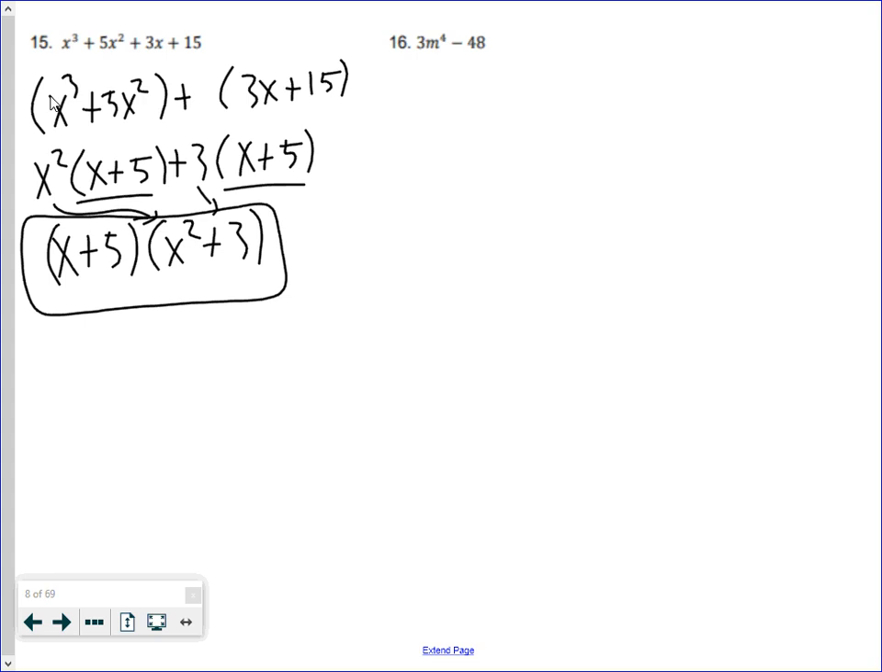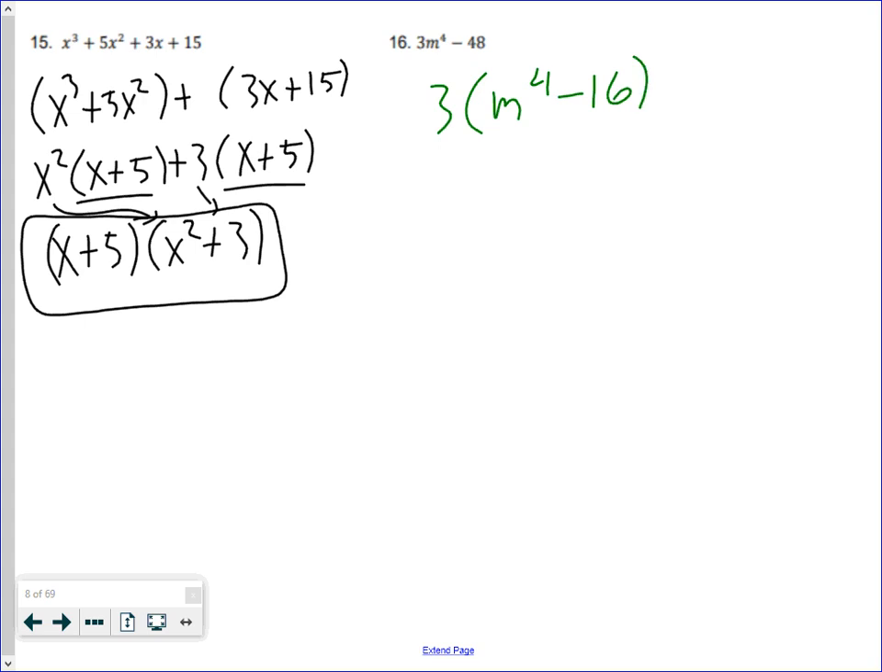Now for number 16, the first thing we need to do is factor out the GCF. Always look for if there's a GCF you can factor out first. In number 15, there wasn't a GCF you could factor out from everything, but on number 16, 3m to the 4th minus 48 has a GCF of 3. So we factor out a 3, and we're left with m to the 4th minus 16.